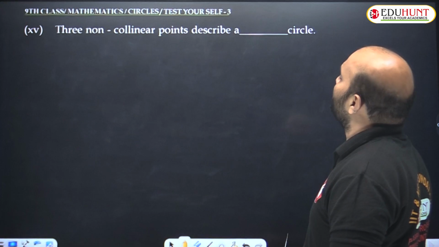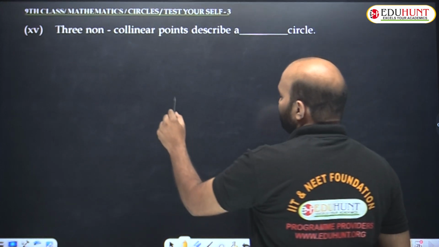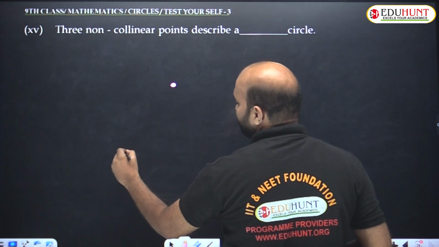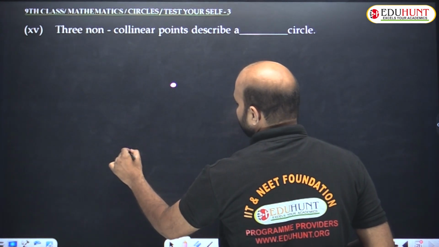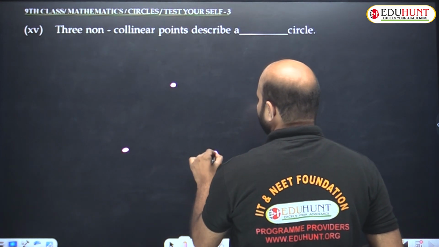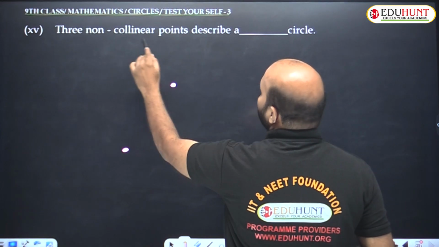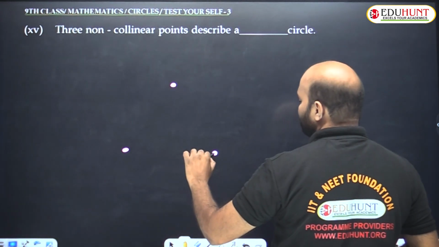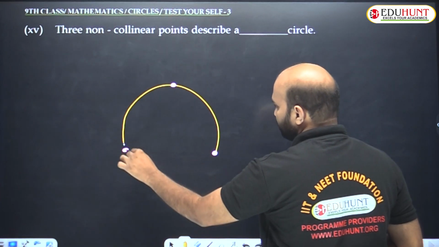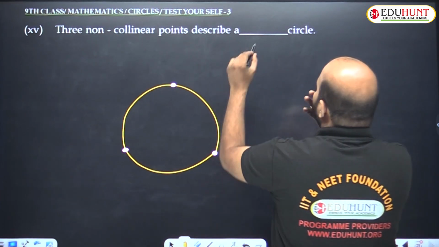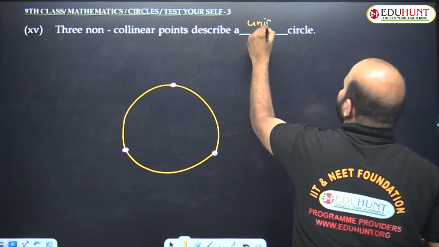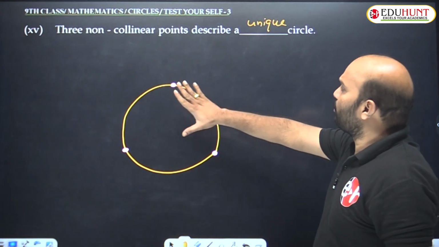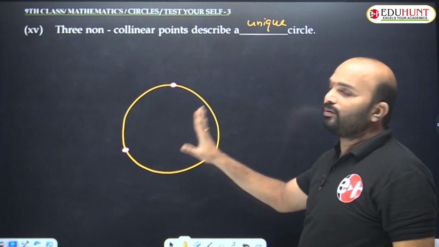Three non-collinear points describe a dash circle. So let us consider three non-collinear points. These are three non-collinear points. Describe a dash circle. If you join these three non-collinear points, you will get only a unique circle. Then the answer is unique circle. Okay? So three non-collinear points describe a unique circle.